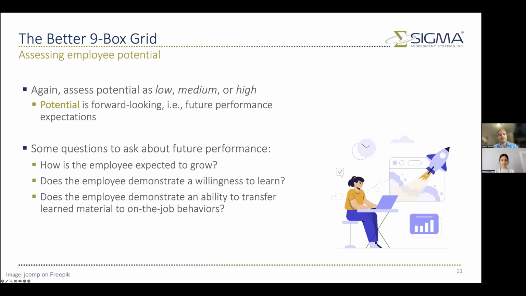So let's move on to the next axis of the grid. How is potential generally assessed in the context of the typical 9-box? Now here things are arguably a little bit more complicated and a bit more nuanced. A key point is that potential is a more forward-looking, future-oriented metric. So thinking about what are the future performance expectations of this employee.